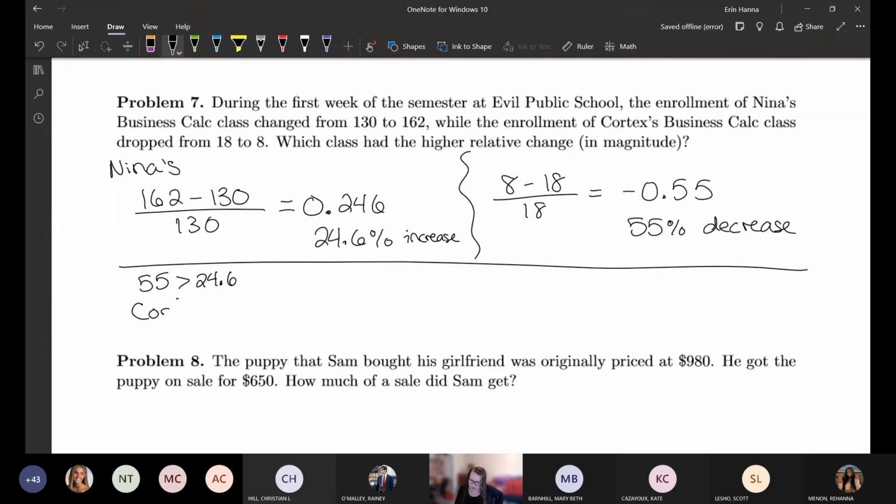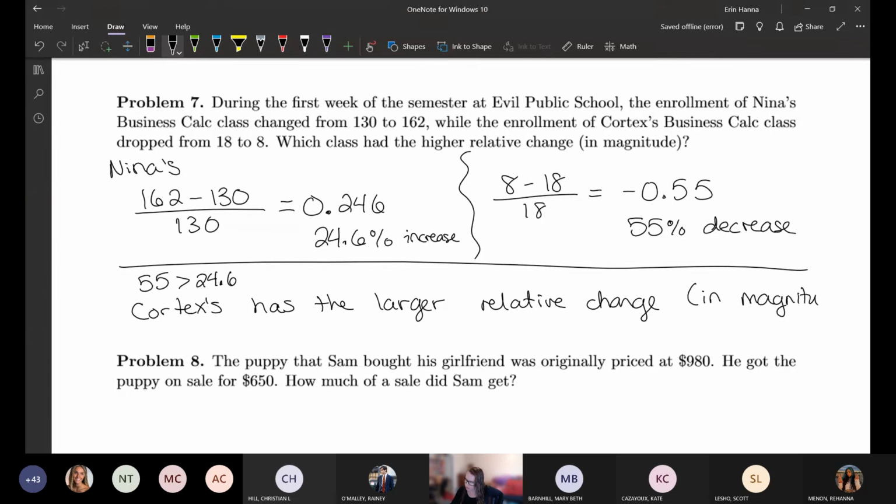Cortex's has the larger relative change. And I'll just put in magnitude to clarify that that's the reason. I know it's a negative value, but when we're just considering the magnitude, we're just comparing the 55 to the 24.6.